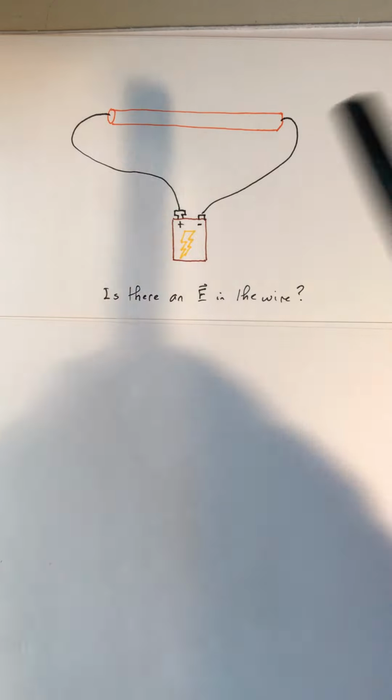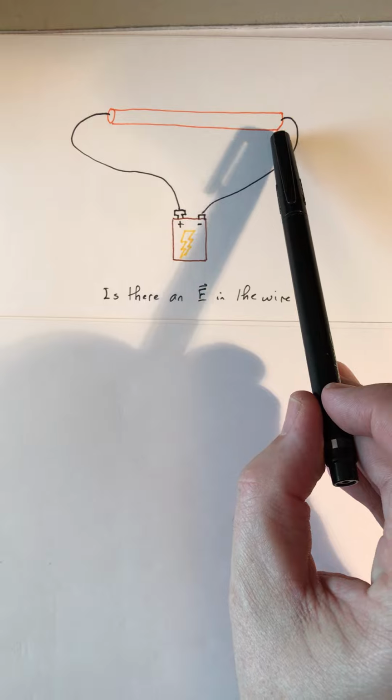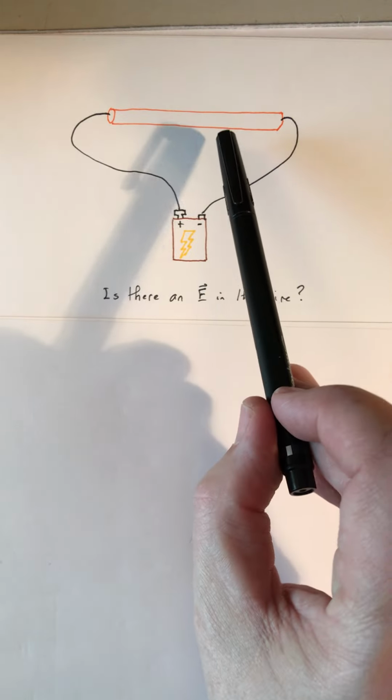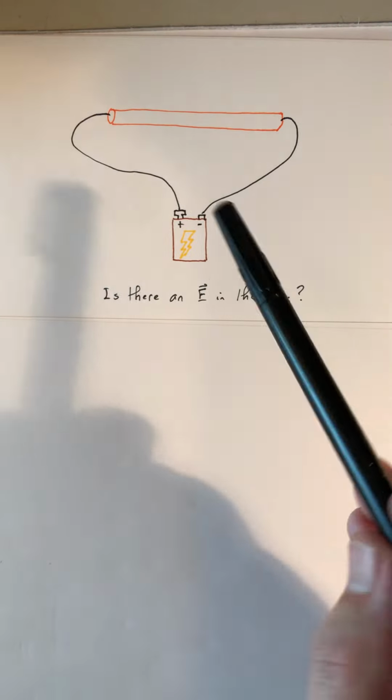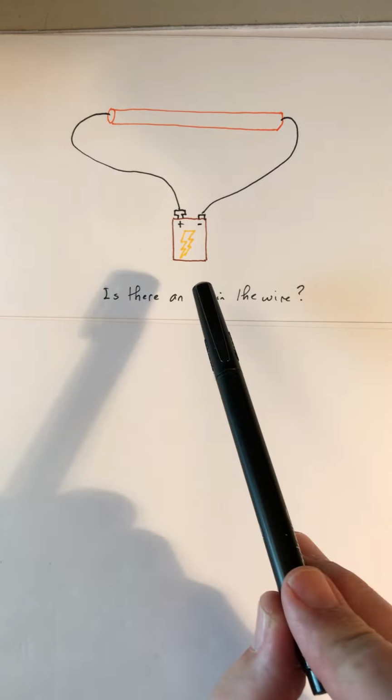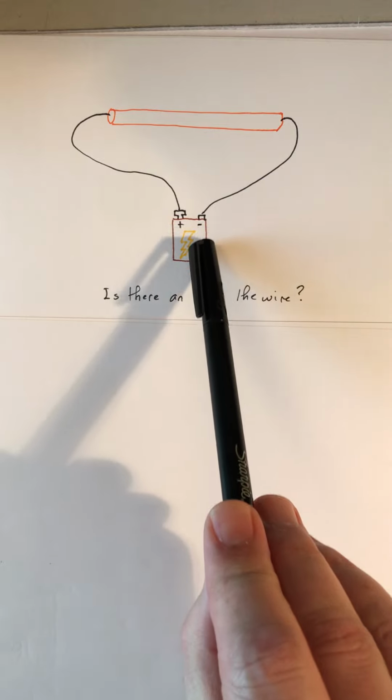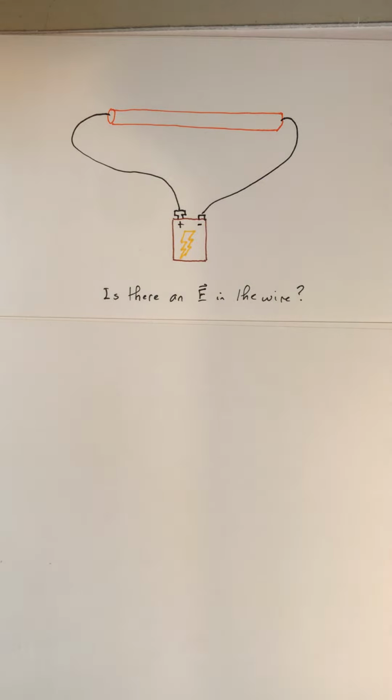Right, I have a conducting rod. You can think of it just being like a copper rod, and I've connected it to a battery. So the left end of the rod is at the same potential as the positive terminal of the battery, and the right end of the rod is the same potential as the negative terminal of the battery. The first question we want to think about is: is there going to be an electric field in that wire?